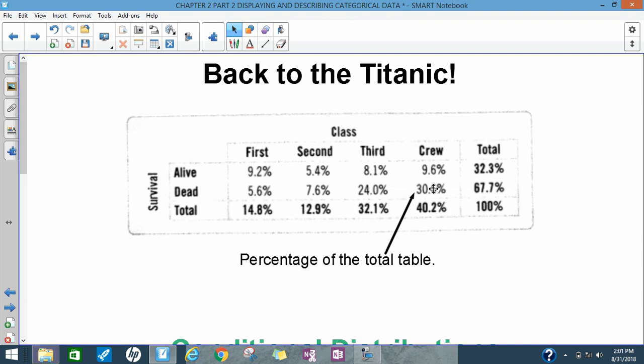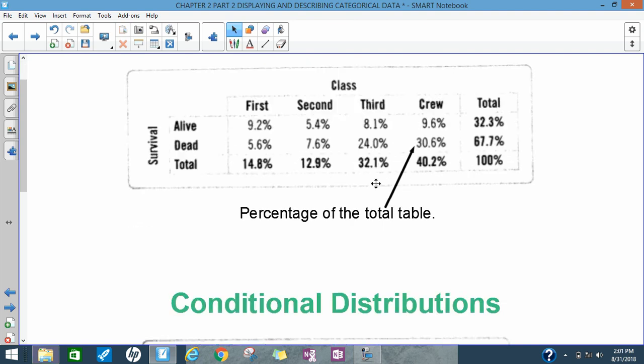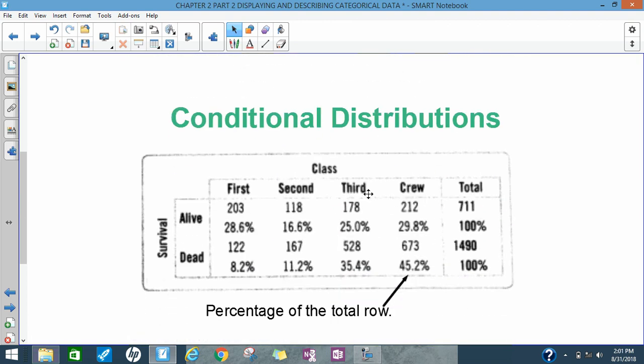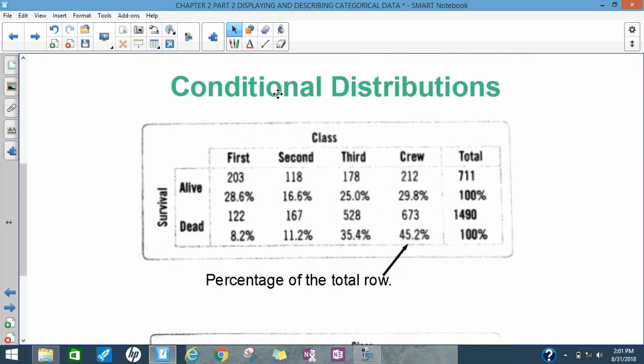So for example, this cell says that 30.6% of all the people on the ship were crew members who died. Similarly, 8.1% of all the people on the ship were third class and alive. And sometimes we want to look at something specific, so we create what's called a conditional distribution.